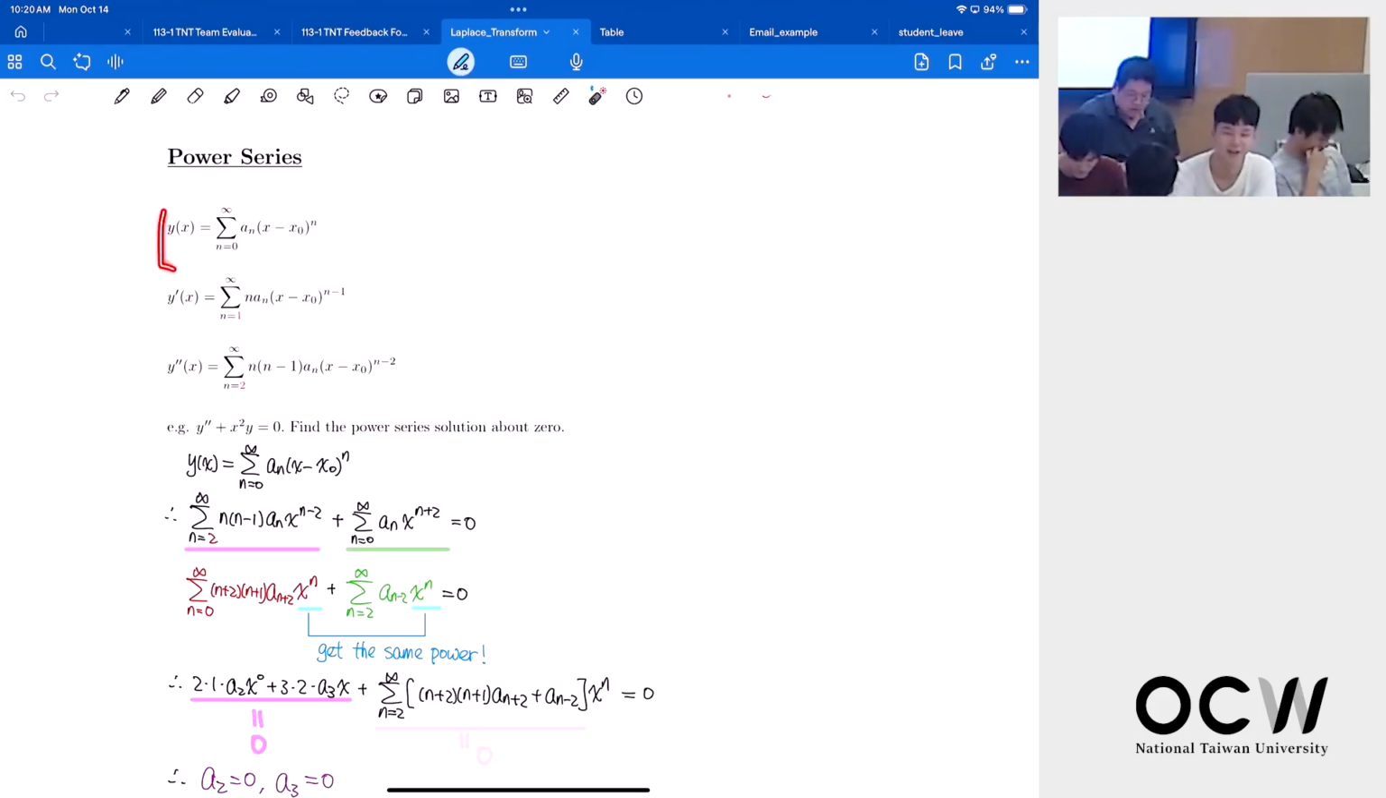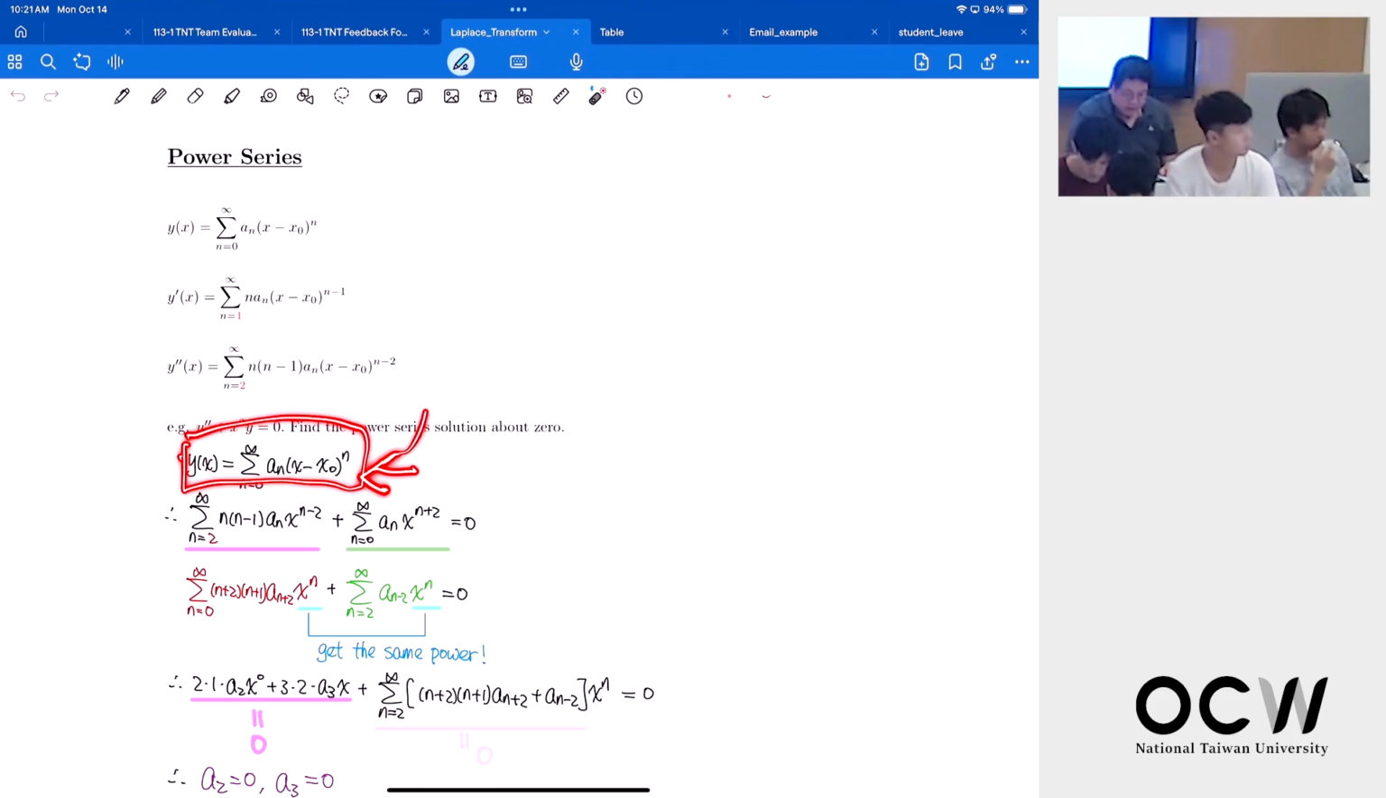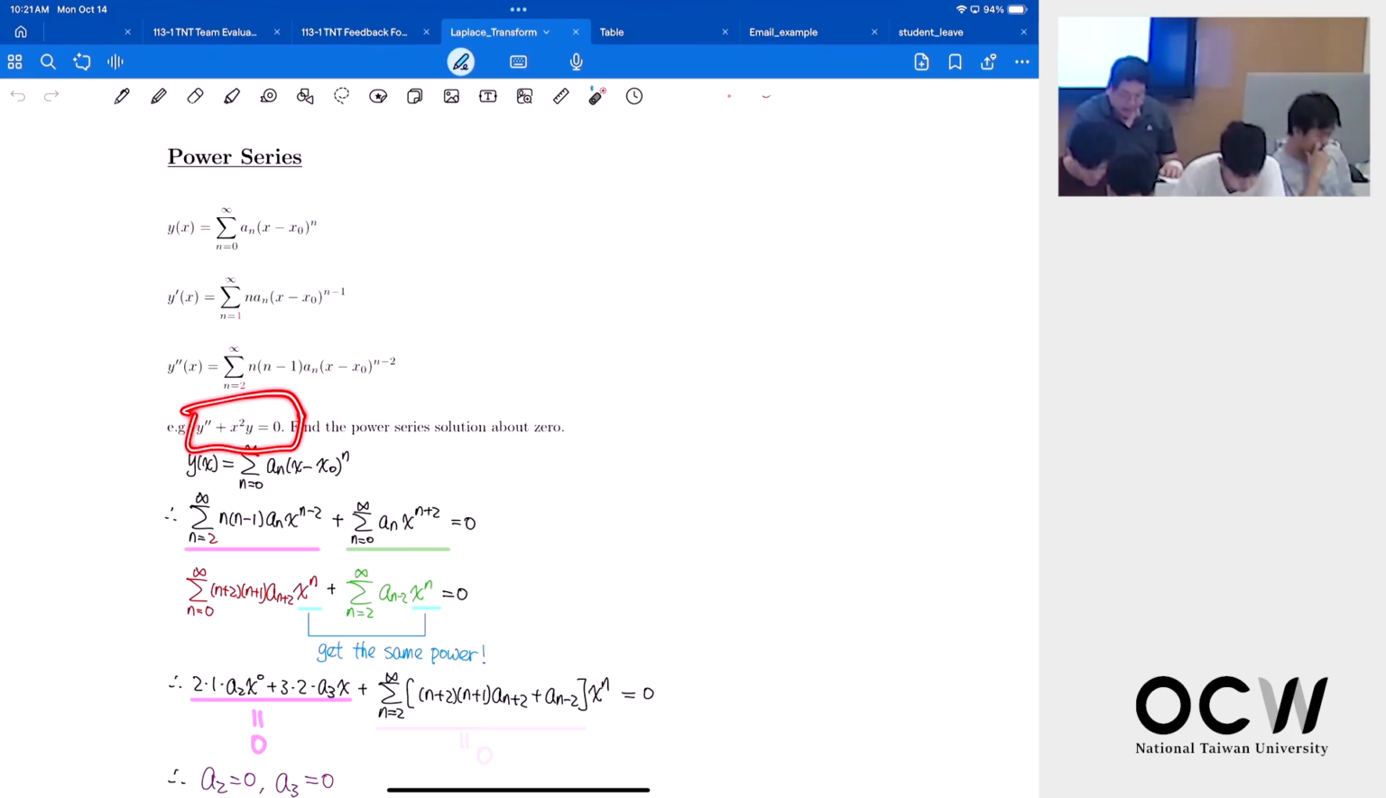Suppose your solution, the power series y, is this summation. And then I need to take the first derivative and the second derivative. Then this is an example. I want to find the solution about 0. So in that case, I know that my solution is this one. Taking the derivatives, then I bring this back to our original differential equation.